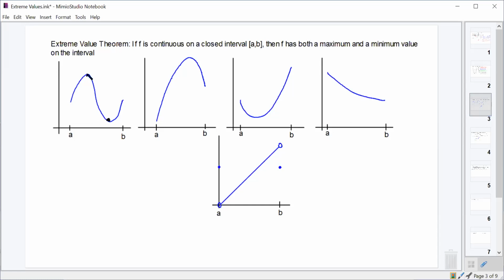And those are somewhere within the domain. They're not at either of the endpoints. Do you guys agree? Yeah. The absolute max and the absolute min.